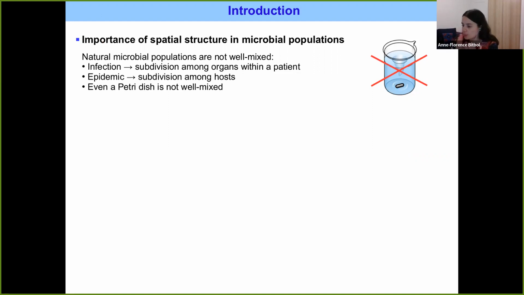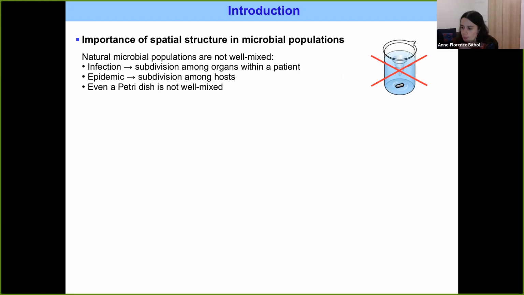In this case, it's more or less well mixed in the sense that all bacteria are competing with all the other bacteria in the beaker. There are some subtleties even in this case, but that's an example of what we can think of as being a well-mixed system. However, in natural populations, very often there is subdivision among different locations. For instance, in an infection, you have subdivision among the organs of a patient. And in an epidemic, if you think of some virus, you would have subdivision among the hosts that transmit this virus or bacteria. It's the same idea.